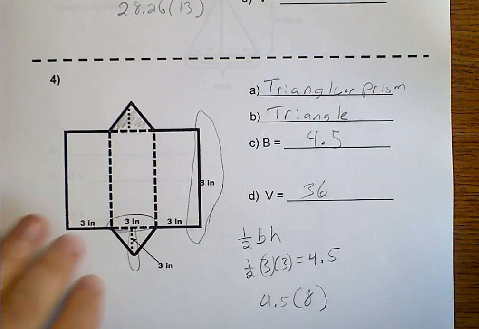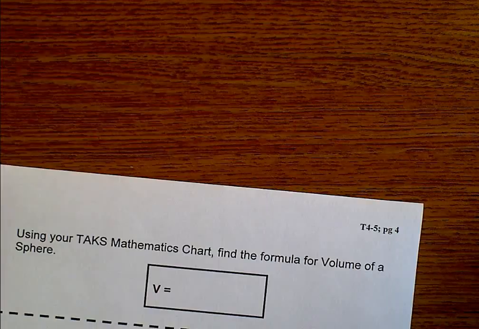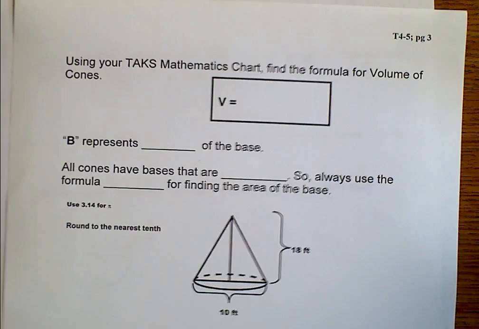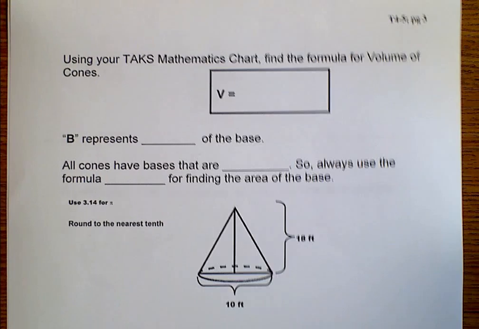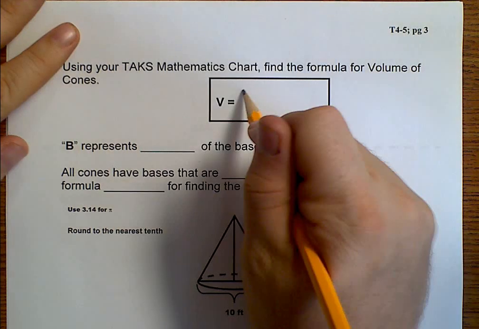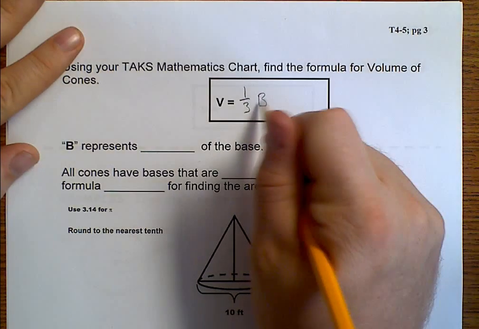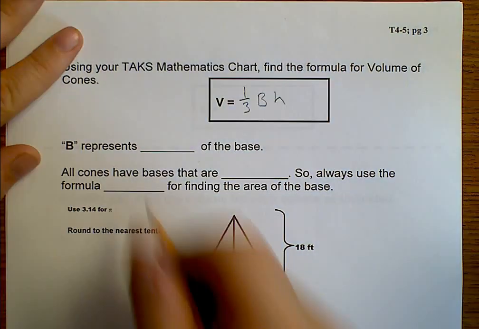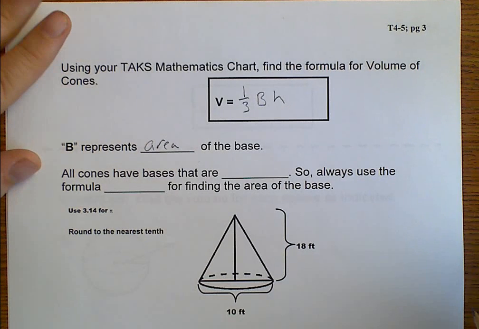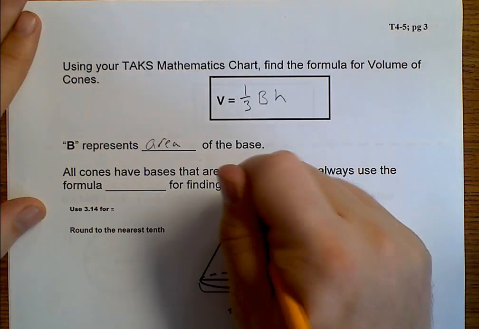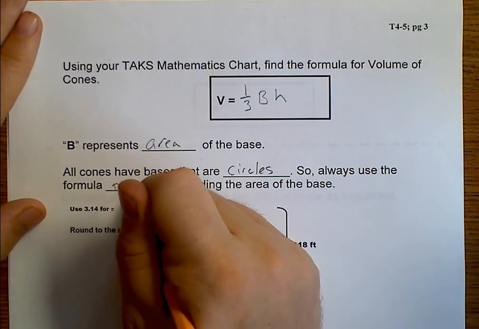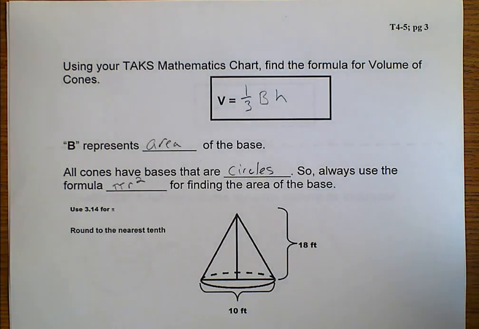Moving on to our next example. This is a rather long packet, because that was prisms and cylinders, and now we need to talk about cones. The volume of a cone is 1/3 the area of the base times the height, where the capital B represents the area of the base. And all cones have bases that are circles, so we always use pi r squared for finding the area of our base.